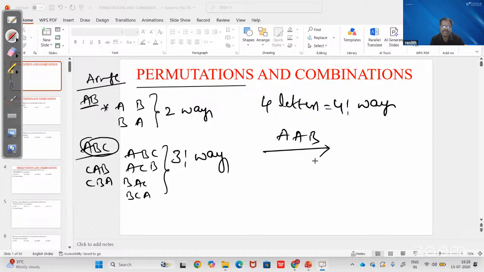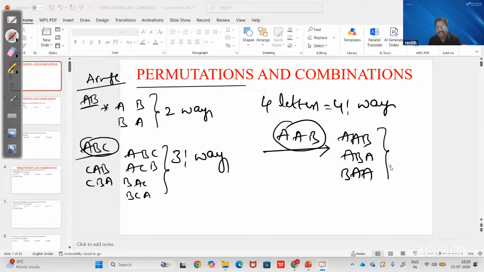Next, if some values are the same, for example A, B, A: in how many ways can we arrange them? We can arrange ABA, AAB, BAA. In total how many letters do we have? 3 letters. 3 letters can be arranged in 3 factorial ways. Since 2 letters are repeating, we divide by 2 factorial. 3 factorial is 6, 6 by 2 equals 3 ways.